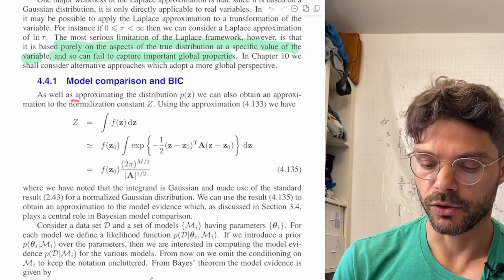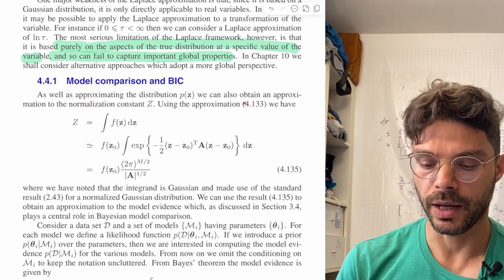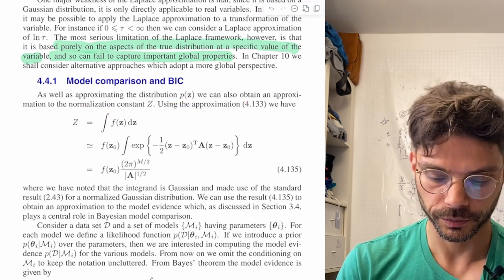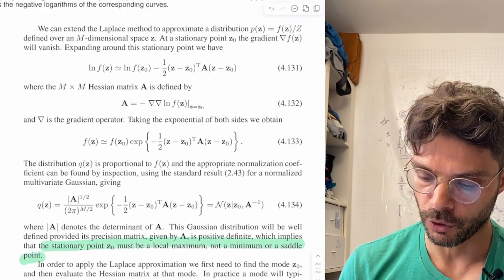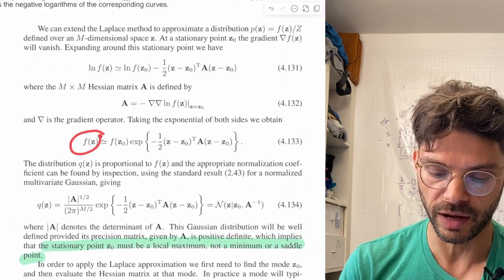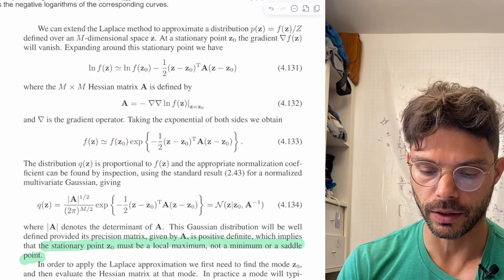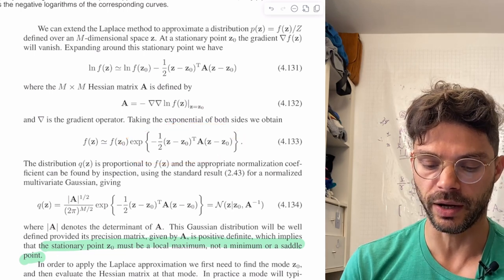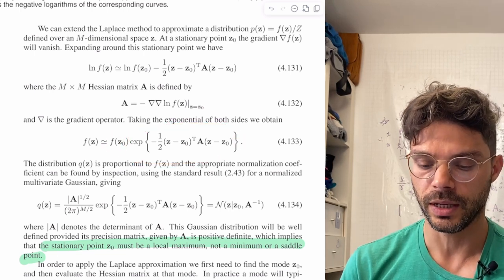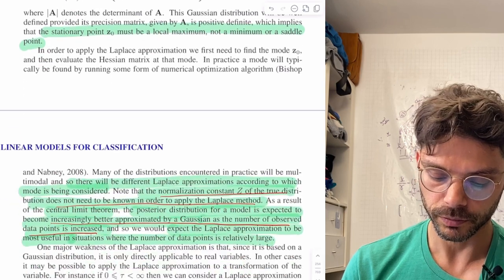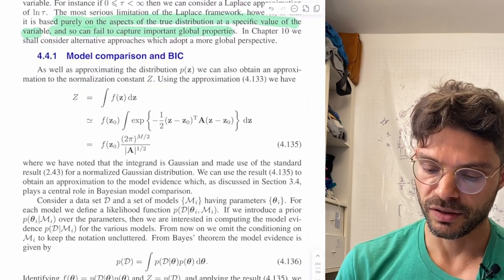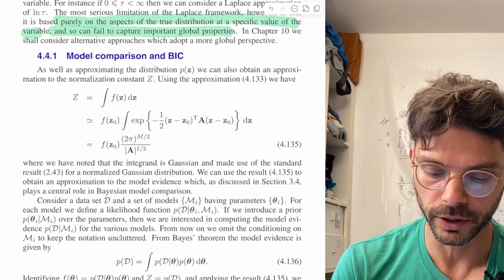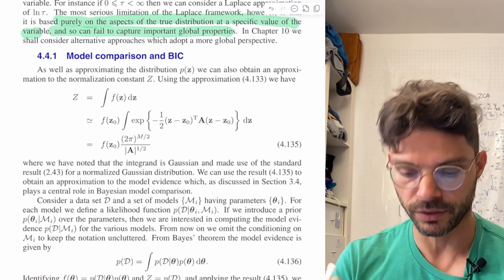As well as approximating the distribution, we can also obtain an approximation to the normalization constant, Z. So remember, we've got 4.111. We have some function here, f of z, it's some distribution we're after, and we've modeled it as some value at the peak times this exponential term. Our normalizing constant is going to be the integral over our unnormalized distribution.